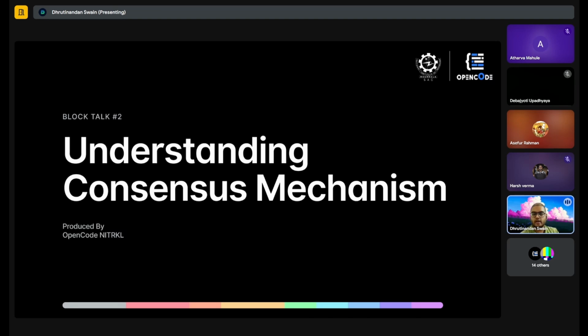Today, we will be exploring the consensus mechanism, which is the backbone of blockchain trust and security. Before we dive in, let's meet our host.